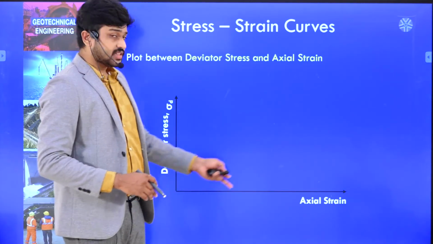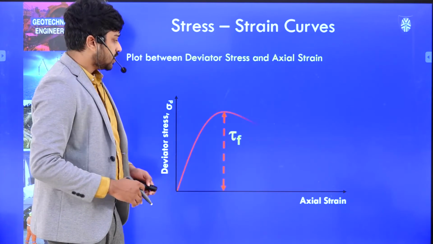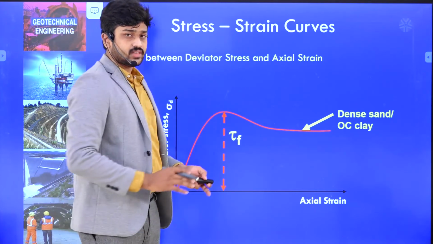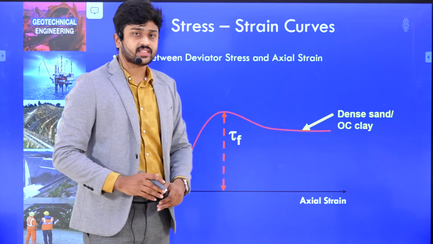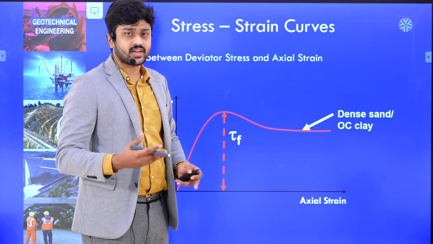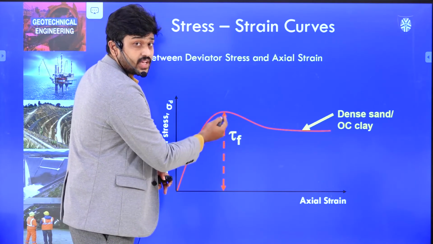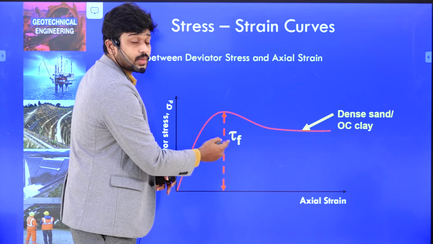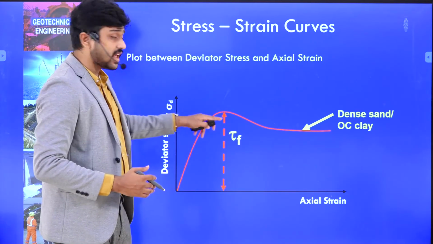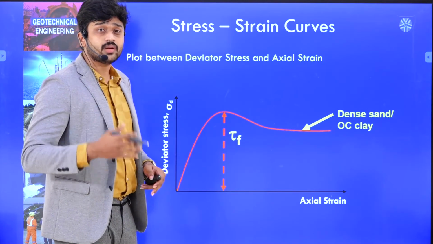Now we will plot the axial strain and the deviator stress in this manner. For a dense sand, we get a typical curve like this, where it initially rises up to a peak value and then reaches a constant rate. One thing you need to understand is that the maximum peak value of the deviator stress is represented by the shear stress on the failure plane. So the maximum deviator stress will be equal to the shear stress on the failure plane.